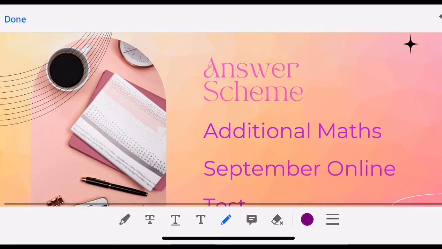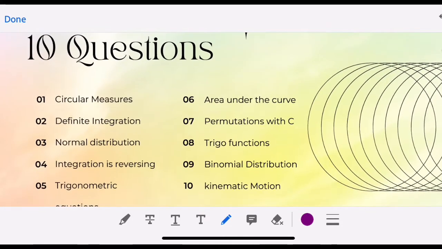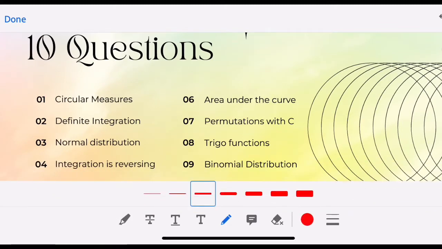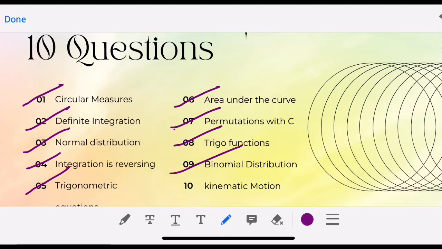For the September online exam, the test consists of 10 questions covering all the Form 5 topics, inclusive of circular measure, definite integration, normal distribution, integration as the reversing process of differentiation, trigonometric function and equation, permutation with condition, trigonometric function, binomial distribution, and kinematic motion.